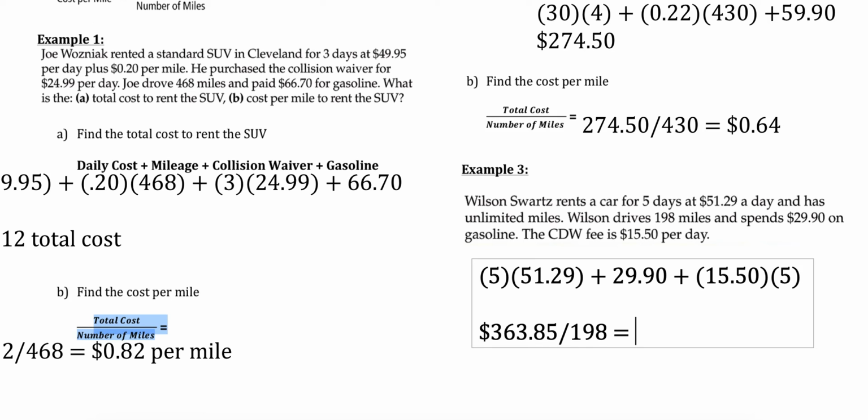So the cost per mile, so even though he's not paying for the actual physical mile, to calculate out what he's paying per mile for having that rental, $363.85 divided by 198 miles, and you should get $1.84 per mile.